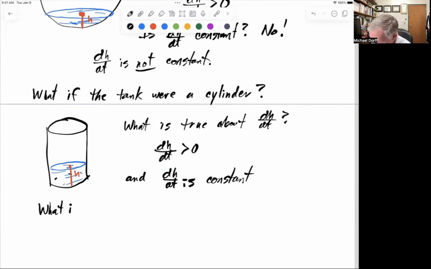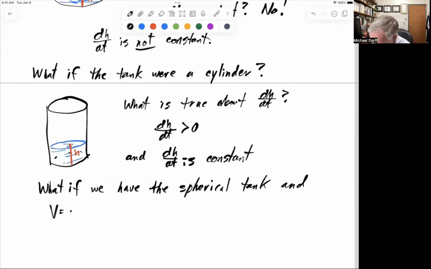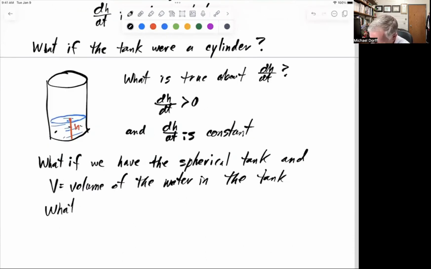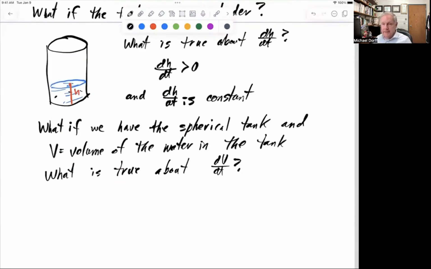What if we have our spherical tank again, and we're going to let V equal the volume of the water in the tank? What is true about dV/dt? Is dV/dt positive or is it negative? Well, it's positive because you're putting water into the tank. So the volume is increasing as you put more water in.